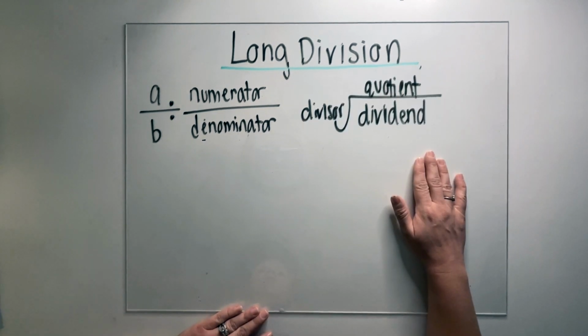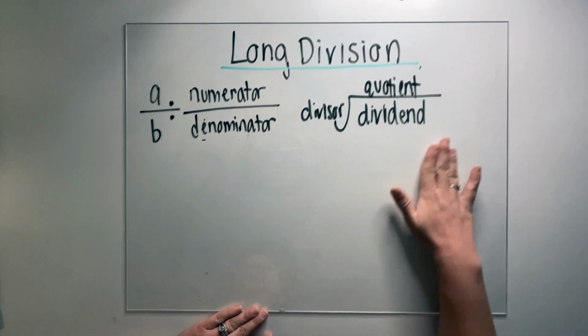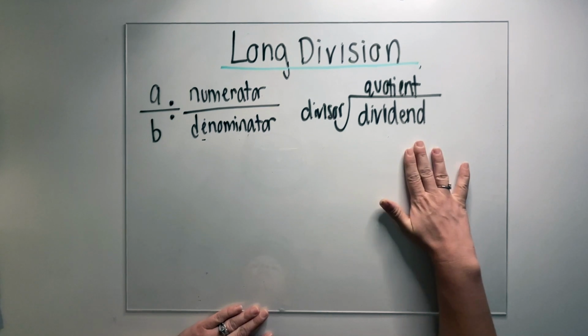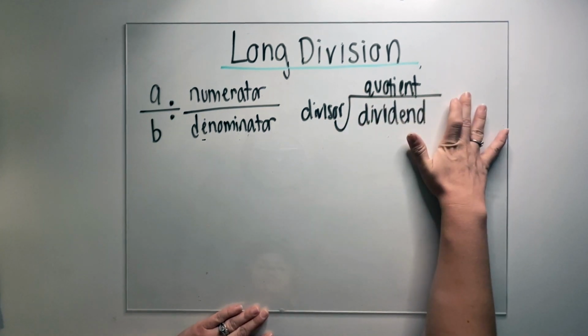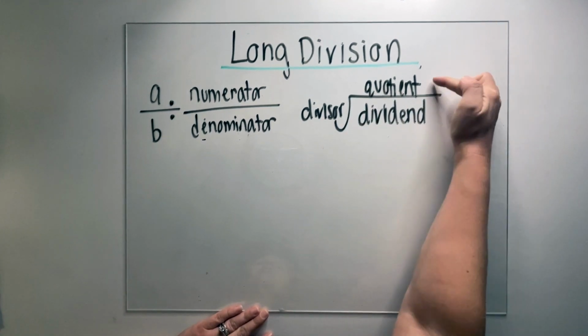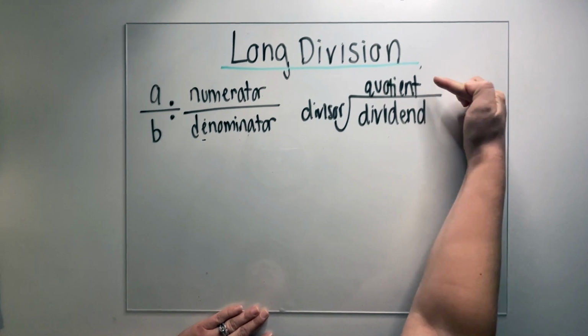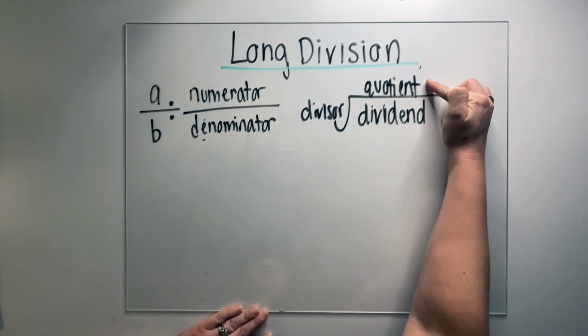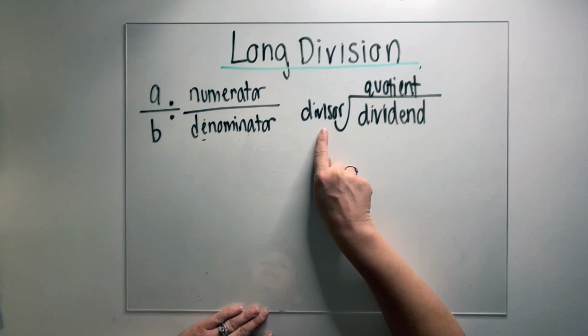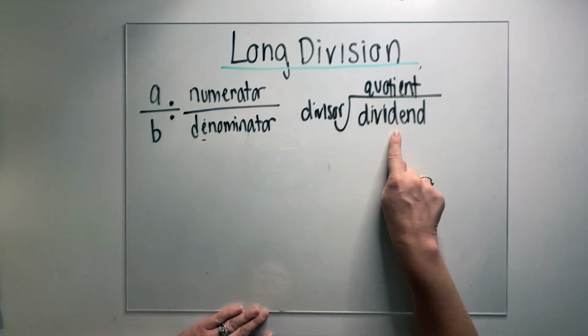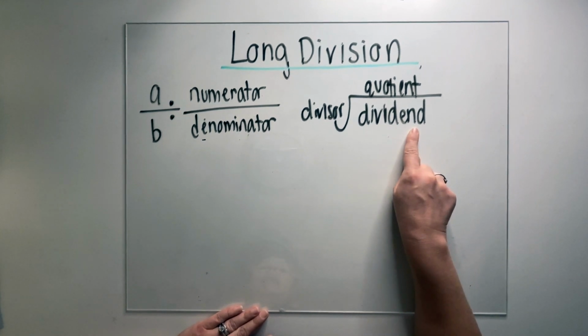We'll of course also be doing long division, so you'll need to know the names of the parts of the division house. First, the answer you get when you divide is called a quotient. What we divide by is the divisor, and the number we're dividing is the dividend. It always goes in the house.